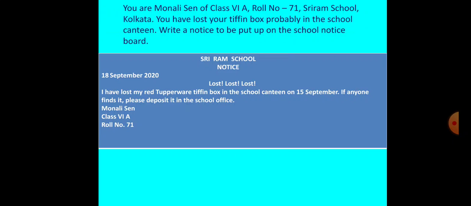So as it is within a word limit of 40 to 50 words, next it is very precise, very clear to understand, and it is written in a very formal way. After that it has been written Monali Sen 6A, roll number 71. The details of the one who is issuing or writing the notice have to be written on the left alignment.